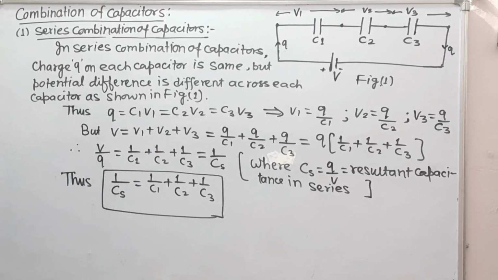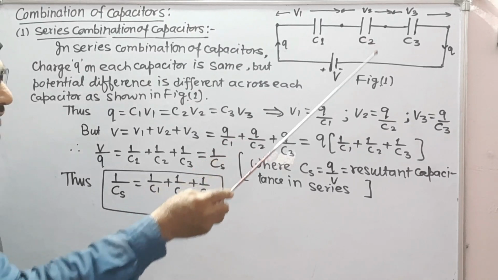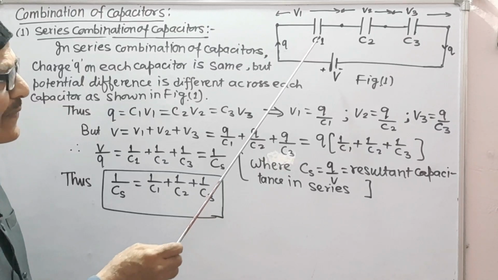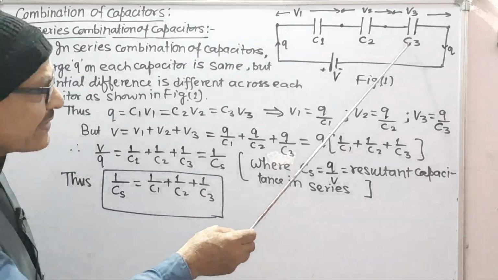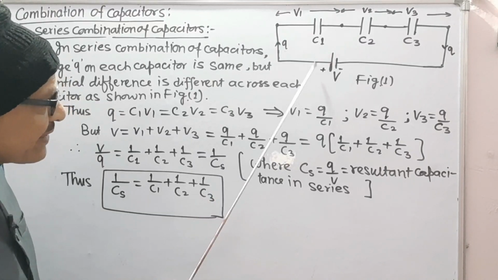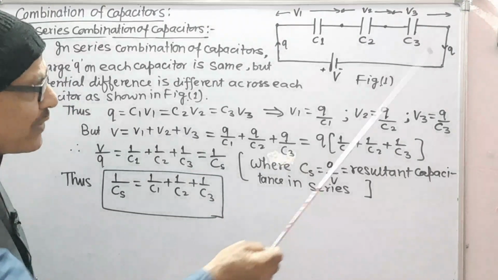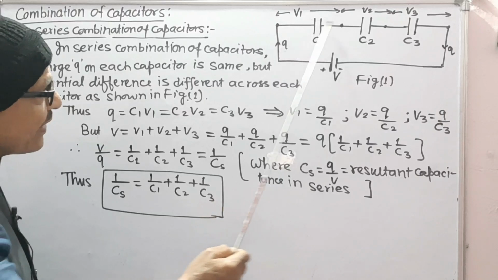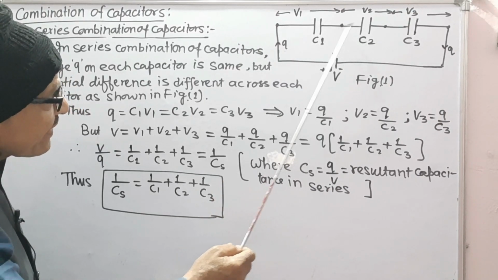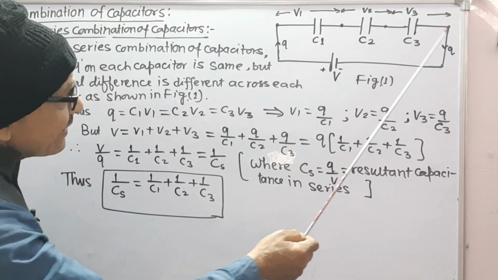Next we take combination of capacitors. First we take series combination of capacitors. This diagram shows the combination of three capacitors of capacitances C1, C2 and C3 connected in series, and then a battery of voltage V is connected to them. Charge Q in each capacitor will be same, whereas the potential difference across each capacitor is different.